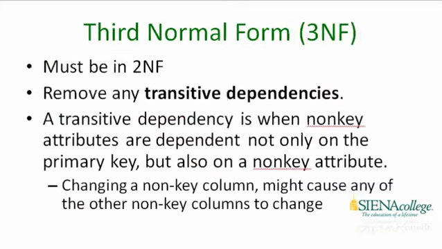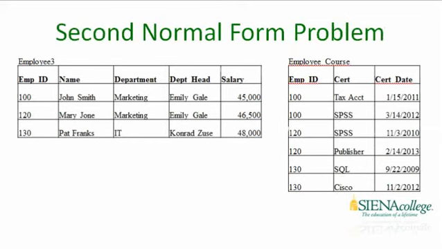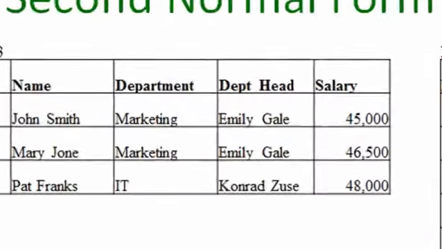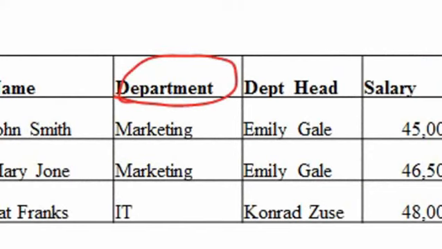In order to move to third normal form, a database must first be in second normal form, and we need to remove transitive dependencies. A transitive dependency is when a non-key attribute is dependent not only on the primary key, but also on one of the other non-key attributes. In other words, if we change one non-key column, it might cause another non-key column to need to be changed. Now in this example, we have this problem when we look at department and department head.